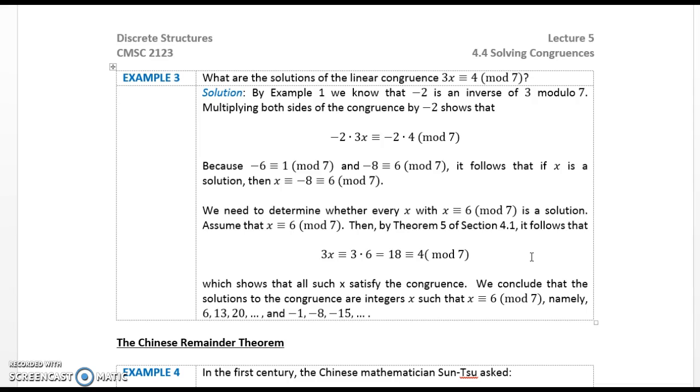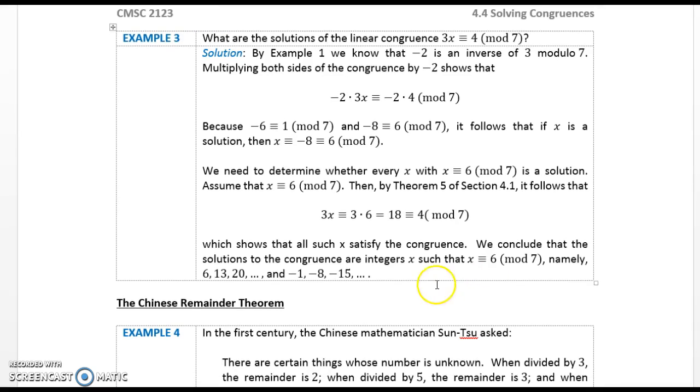Then by theorem 5 of section 4.1, it follows that 3x is congruent to 3 times 6, which is 18, where 18 is congruent to 4 mod 7, which shows that all such x satisfy the congruence. We conclude that the solutions to the congruence are integers x such that x is congruent to 6 mod 7, namely 6, 13, 20, and -1, -8, and so on.